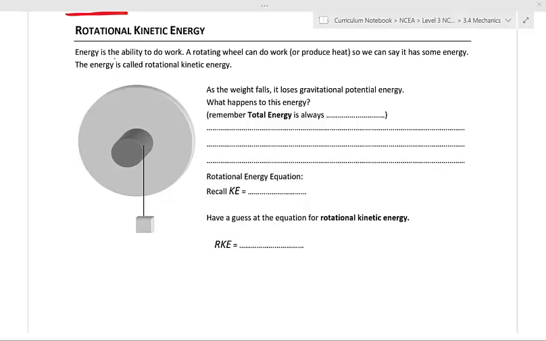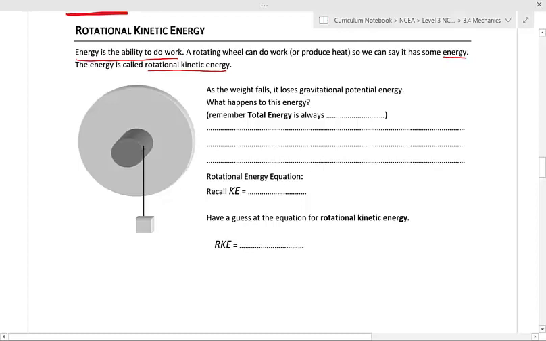The final concept that we have to learn about in this topic is rotational kinetic energy. To understand why a rotating object has kinetic energy, we can remind ourselves that energy is the ability to do work. A rotating wheel can do work, it can push things and make them move, or it can produce heat. So we say that it has some energy. And to recognize that that's kinetic energy, if you think about a rotating wheel, all the little bits of mass inside the wheel are moving, and so all the little bits of mass have kinetic energy, and all of that energy combined is the rotational kinetic energy of that rotating object.